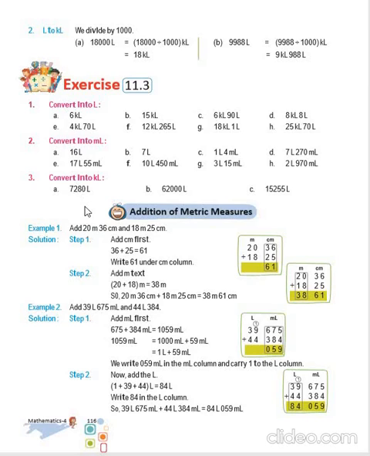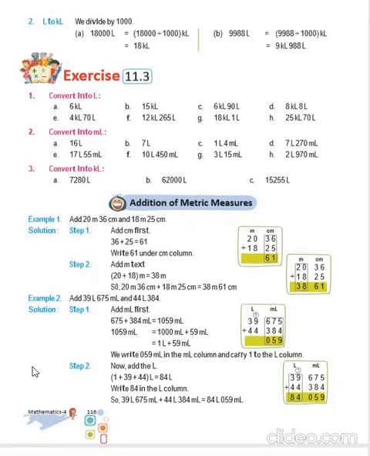Now let's learn the addition of metric measures. Take an example. Suppose we have to add 20 meters 36 centimeters and 18 meters 25 centimeters. First write it like this: meters, meters together, centimeters, centimeters together. Then just do the addition as we do generally. Just add the centimeters and then add the meters. Similarly, for this example.